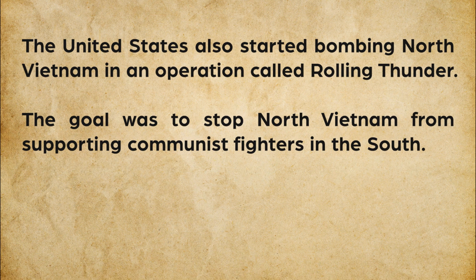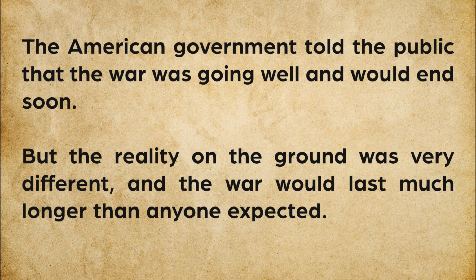The United States also started bombing North Vietnam in an operation called Rolling Thunder. The goal was to stop North Vietnam from supporting communist fighters in the South. The American government told the public that the war was going well and would end soon. But the reality on the ground was very different, and the war would last much longer than anyone expected.